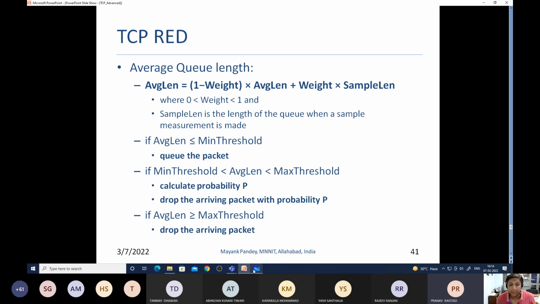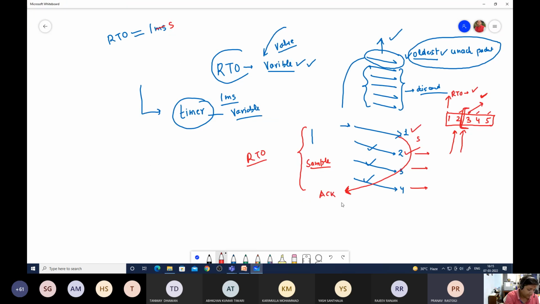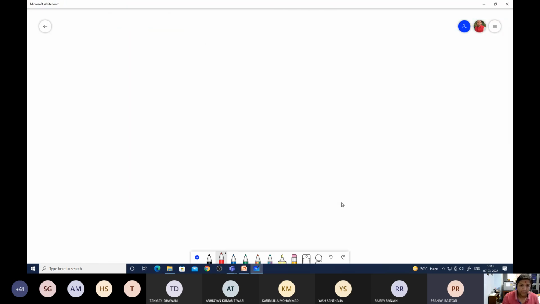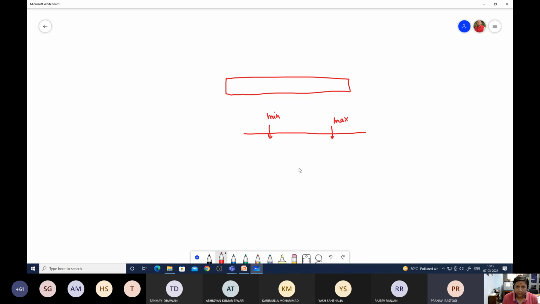This was a very interesting proposal, so let me explain it. What is happening? There is a queue, and there are two thresholds, min and max. For every round, average length is estimated. How? (1 minus weight) into previous average length plus weight into sample length.